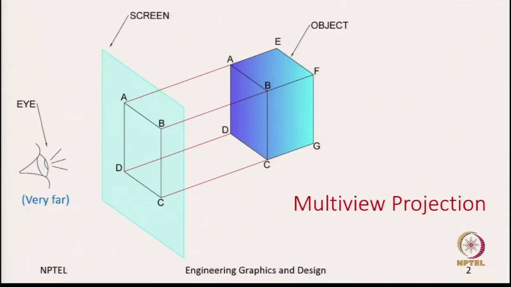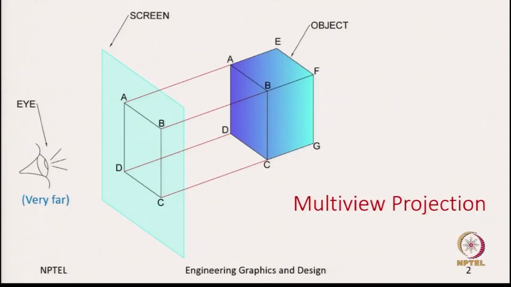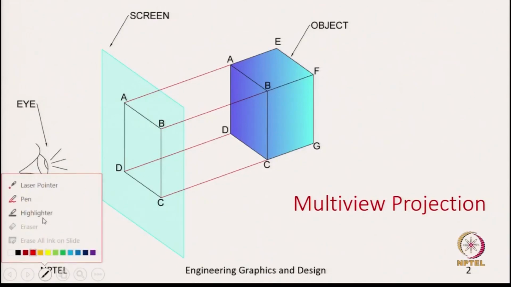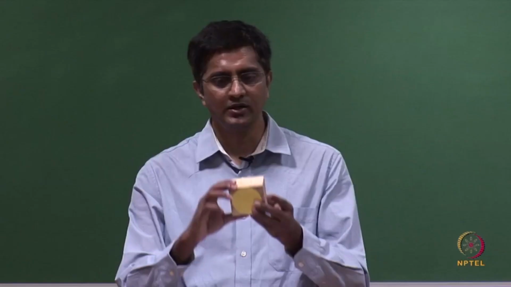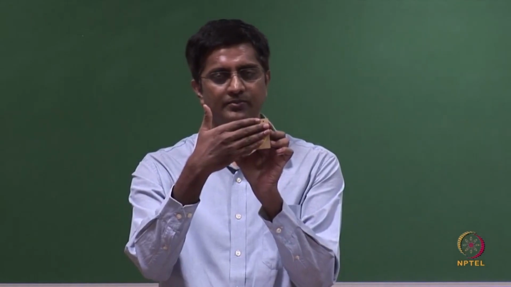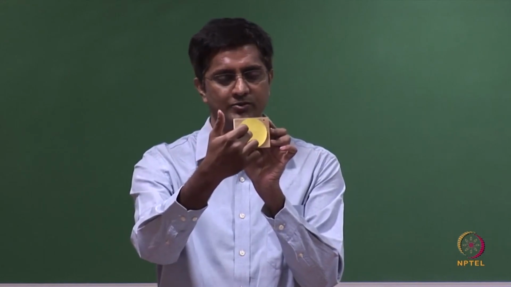So, this is what we have seen in the previous class, saying that you have three things: one, the observer who is looking at the object, then second is the object, and third is the projection plane. So, for multi-view projection we said the observer is looking from a far distance. Since he is very far, the projectors are all parallel. And the other thing we mentioned about the multi-view projection is, you are looking at one face of the object straight in, which means you are directly looking at the object.